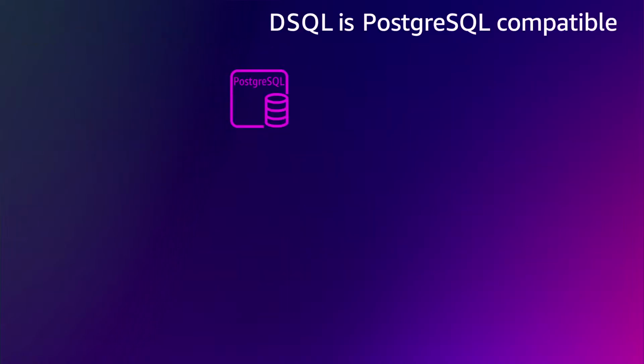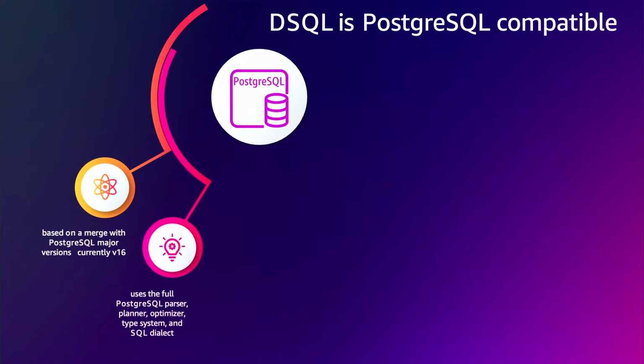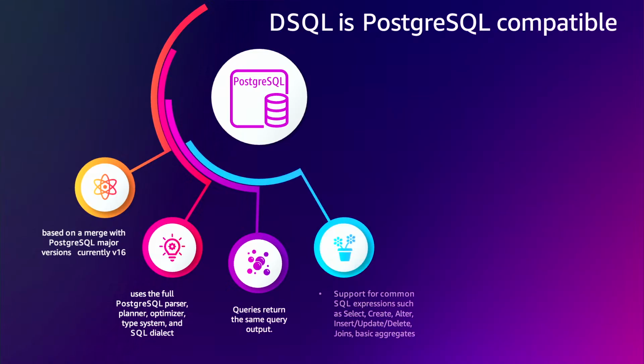Now, DSQL is Postgres compatible, yes, but obviously there are some limitations in the feature set. The first one: it's based on version 16. It uses the full Postgres parser, planner, all the stuff that you normally find in Postgres. So using normal Postgres and this, it will return the same query outputs. It supports the common SQL expressions, select, create, the normal stuff, and there will be limitations that are coming in the next slides.